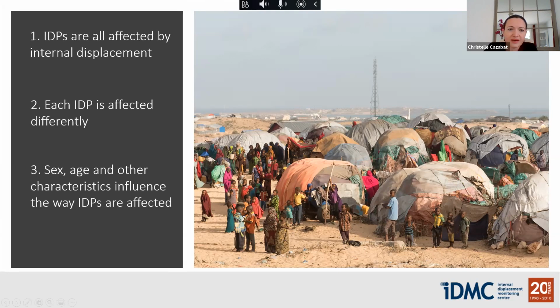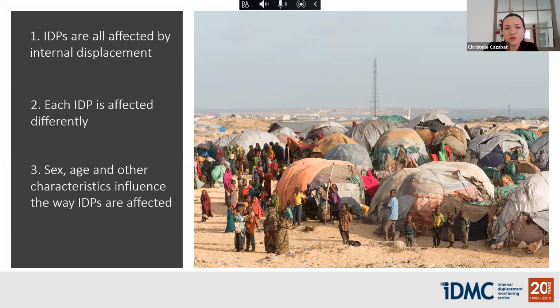Of course, we soon realized that sex, age, and other characteristics such as disability status, education, or income level influence the way IDPs are affected. By understanding these influences, we can take an educated guess at the needs of specific groups of IDPs, such as children, women with disabilities, older people from low-income groups, for instance. This is useful to plan for more comprehensive and inclusive support.